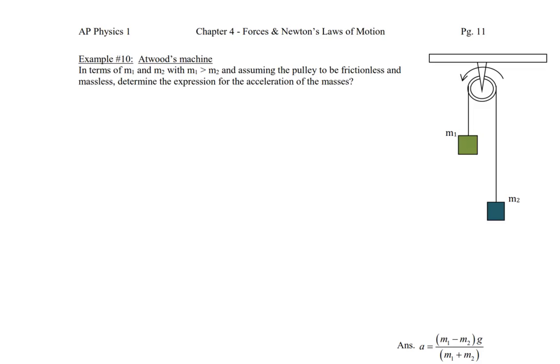Welcome to example number 10, Atwood's machine. In this question we have two masses, M1 and M2. We're told that M1 is the heavier mass, and what's going to happen is, since this is heavier than this one, this M1 block is going to accelerate downwards and M2 is going to accelerate upwards. And we're asked to determine the acceleration of the masses.